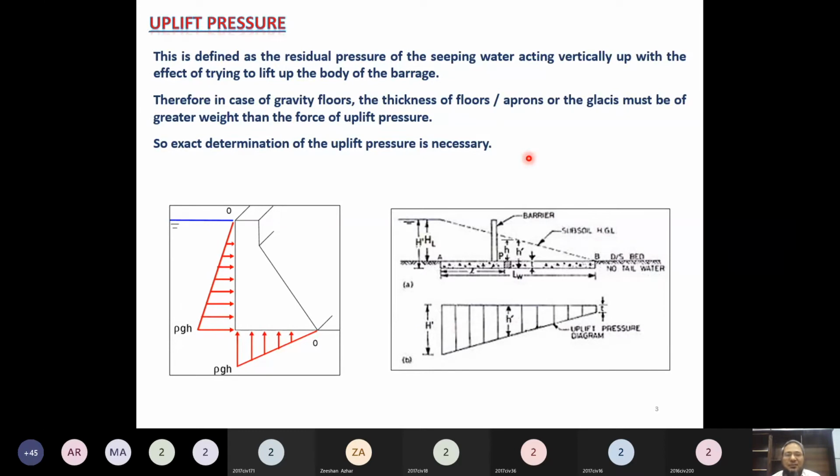Now this is all about the uplift pressure, which acts on any hydraulic structure if the water is moving under it.